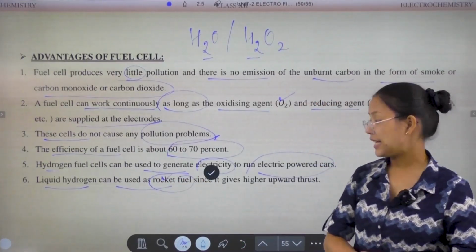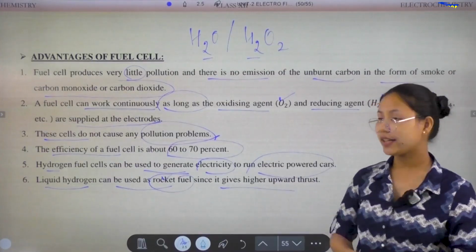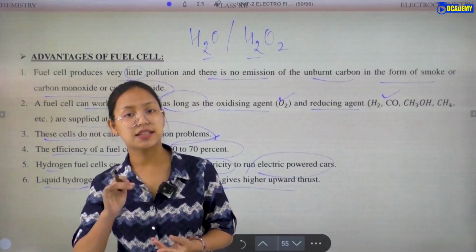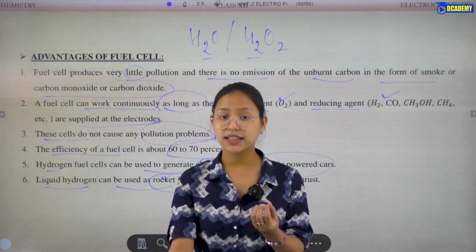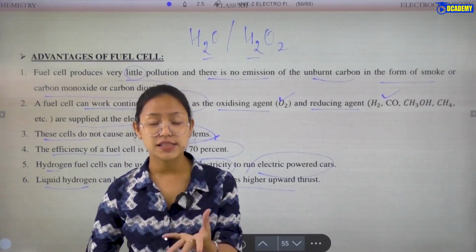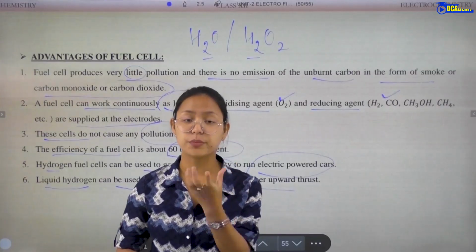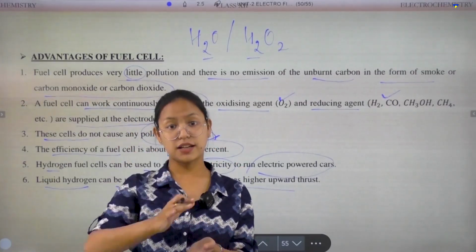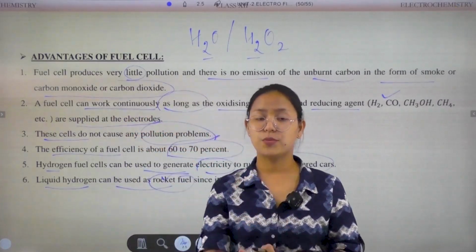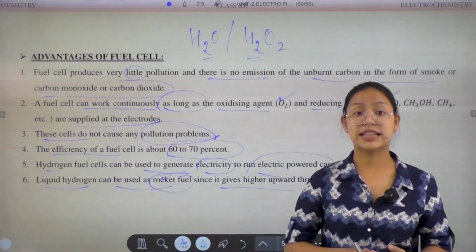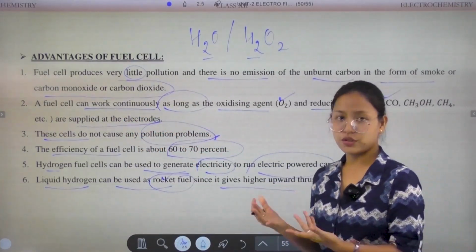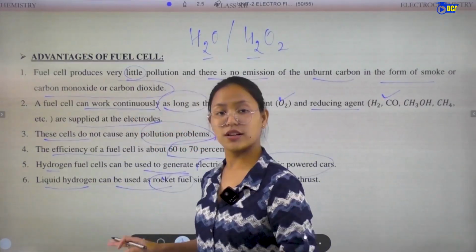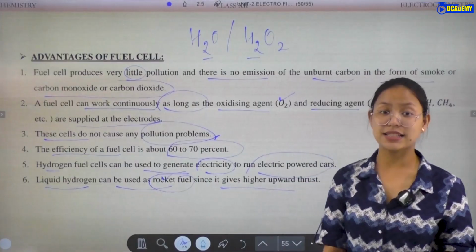Rocket fuel. Since it gives higher upward thrust, a gas will have its own pressure, so we use liquid hydrogen. So we do not use petrol, natural diesel. We use rocket fuel, that is liquid hydrogen.